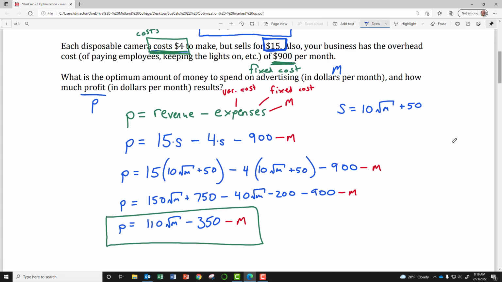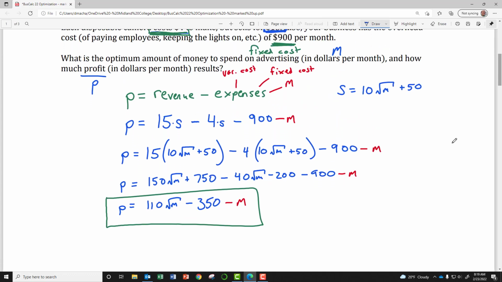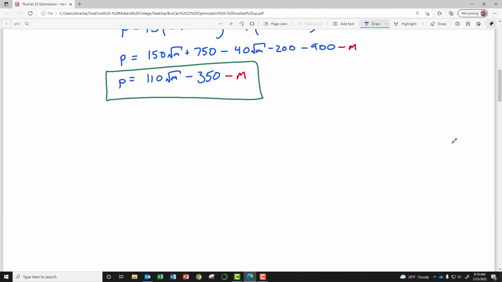So we're moving along. We're asking, what is the optimum amount of money to spend on advertising? And so basically our question here, just to rephrase it, is what m gives the maximum value of p, which is profit. And so you maybe remember that the maximum or the minimum has to occur at a critical point, and critical points are the places where you take the derivative and set it equal to 0.